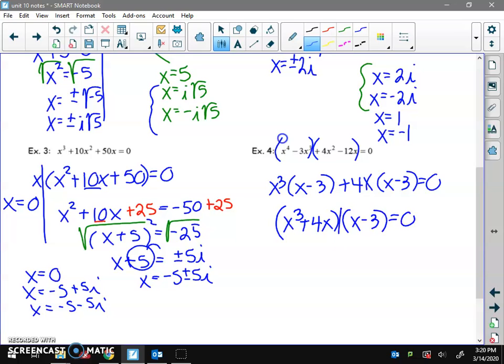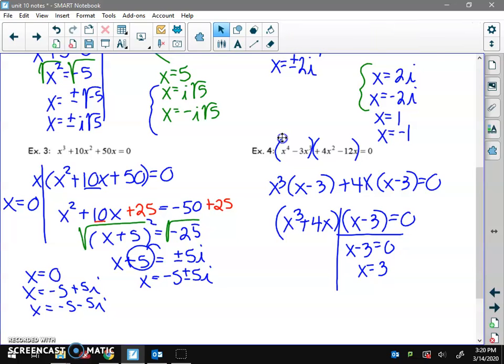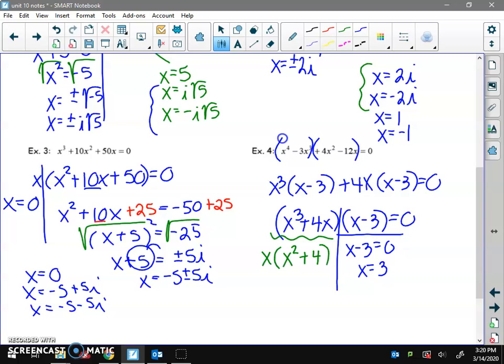When I look at the 2 factors, this side's easy. x minus 3 equals 0, so x equals 3. So one of my roots is positive 3. When I look at this first one right here, I still have a GCF in there I could take out. I could take out an x, which would leave me x squared plus 4. This x would also turn to 0. That's easy.